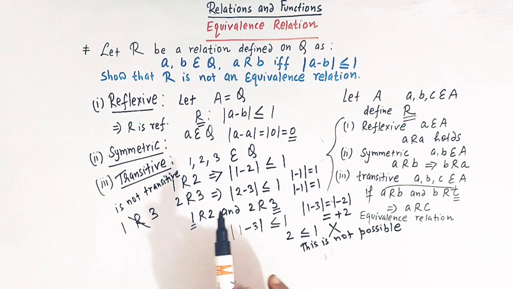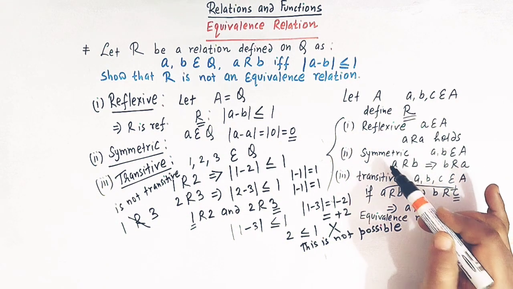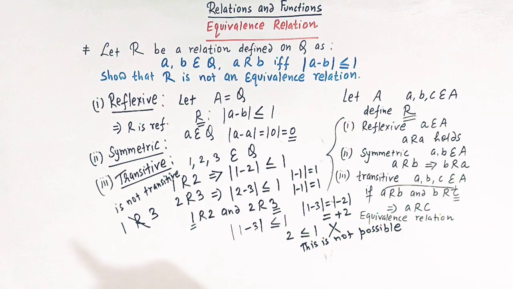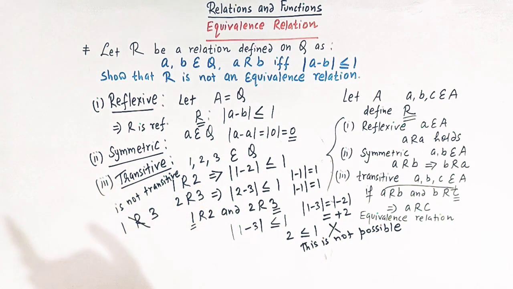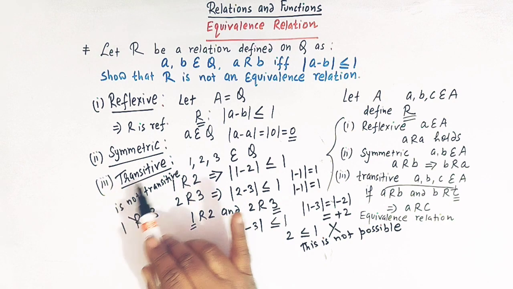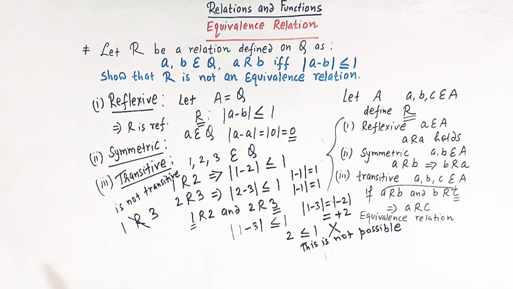And hence, this relation is not an equivalence relation, because we know that if a relation R is reflexive, symmetric, and transitive, then only the relation R is said to be an equivalence relation. But here, the relation R is reflexive and symmetric, but it is not transitive, as we have proved it not transitive by taking this example. So this relation is not an equivalence relation.